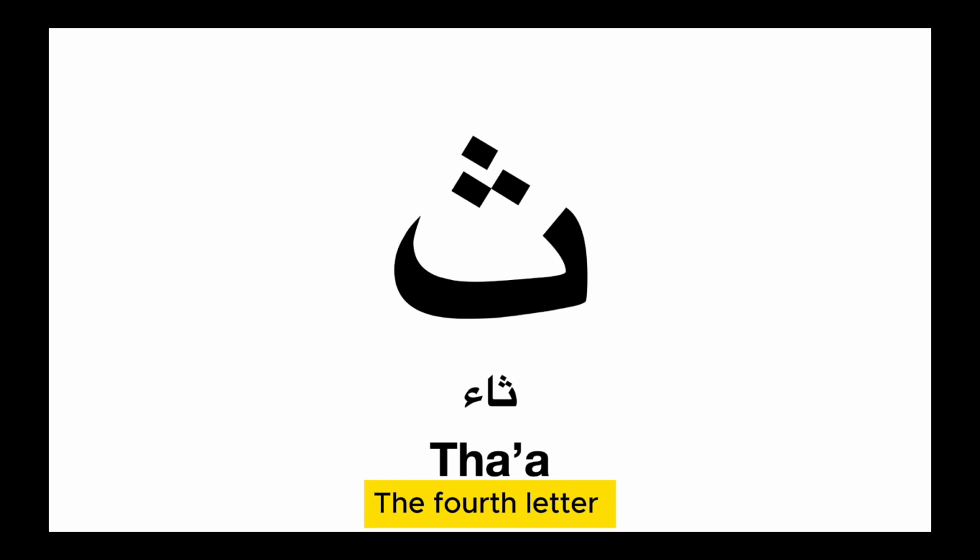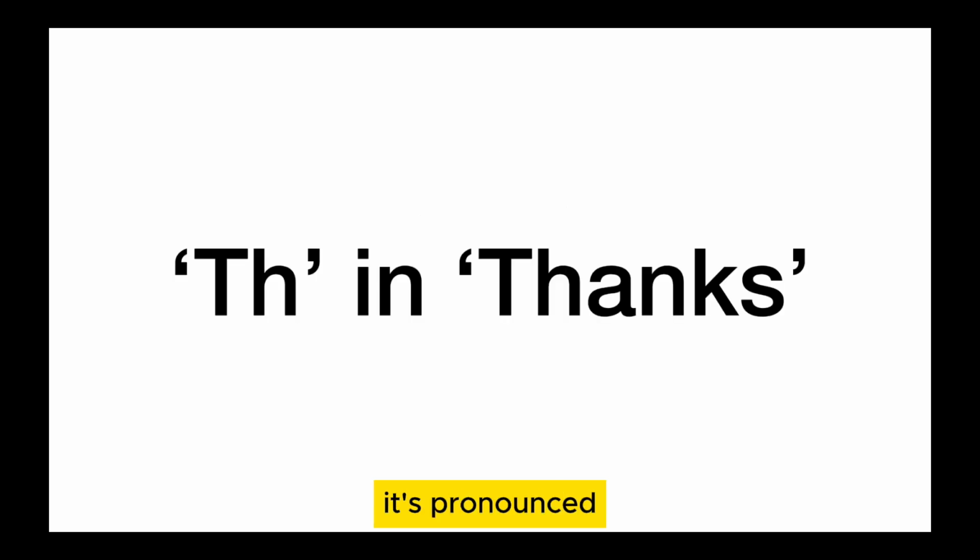The fourth letter of the Arabic alphabet. A bowl with 3 dots on top of it. Just a dot extra than the letter ta, the one before it. It's called tha, and it doesn't have a counterpart in the English alphabet. Officially, in Fusha, it's pronounced like T and H in thanks.